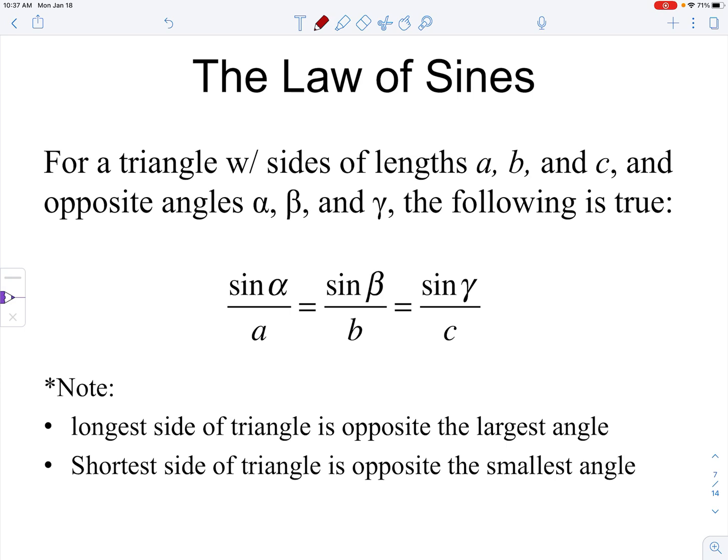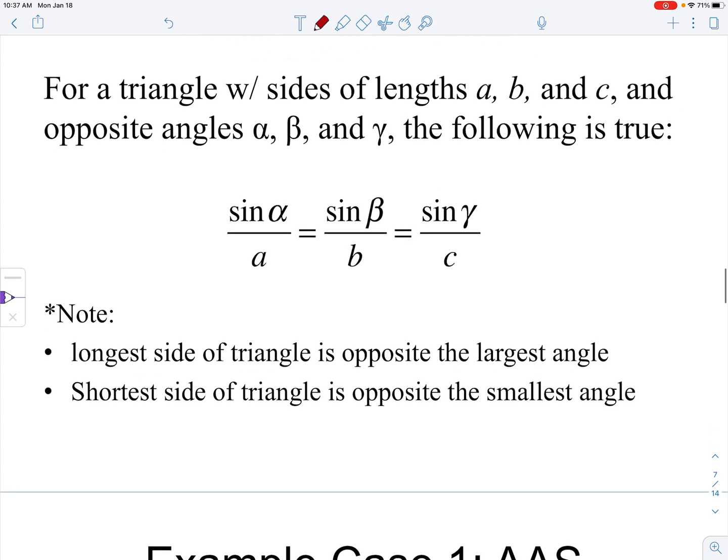So this is the law of sines. And so the law of sines is if you have the sine of alpha over its opposite side a is equal to the ratio of sine of beta over side b, which is also equal to the ratio of sine of gamma over side c. And this can also be flipped, the reciprocal, depending on what you're solving for. You might want to use either version of the law of sines.